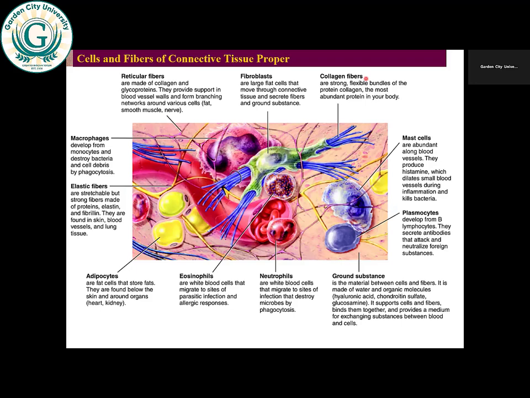And there are several types of fibers. Let me mention the three types before I talk about them. Collagen fibers. Then we have reticular fibers. Then we have elastic fibers.